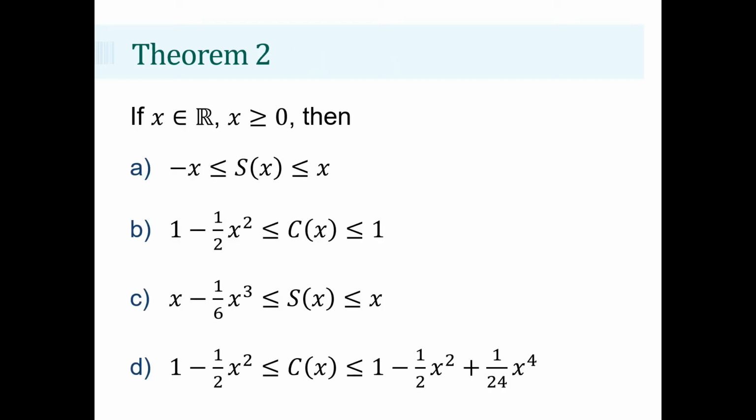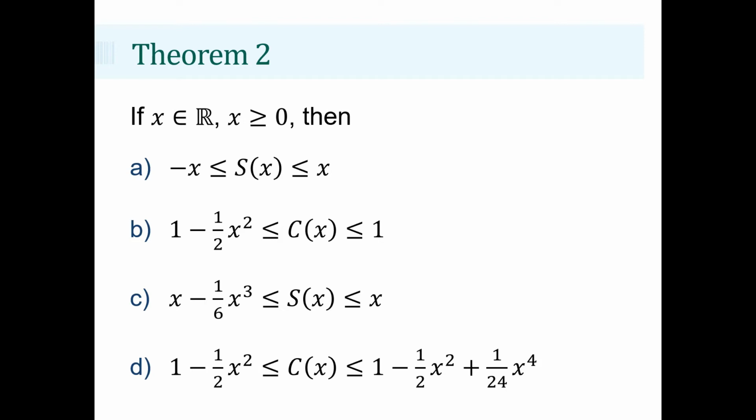So, ito na yung theorem na gusto natin ngayon. Okay? Theorem 2 states that if x is an element of the set of real numbers where x is greater than or equal to 0, then first, s of x is greater than or equal to negative x but less than or equal to x. Second, c of x is greater than or equal to 1 minus 1 half x squared but less than or equal to 1.